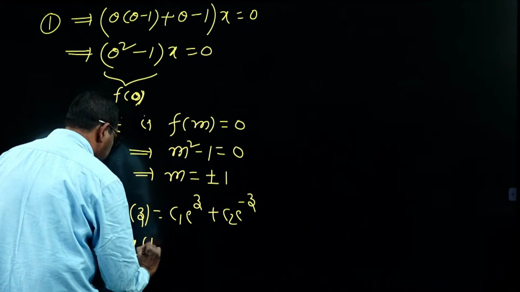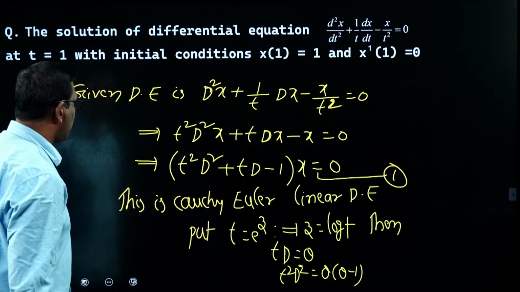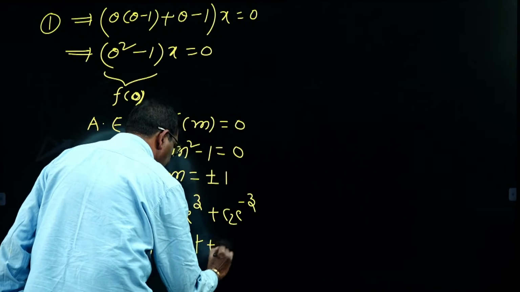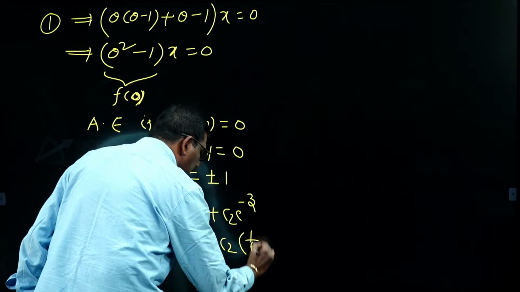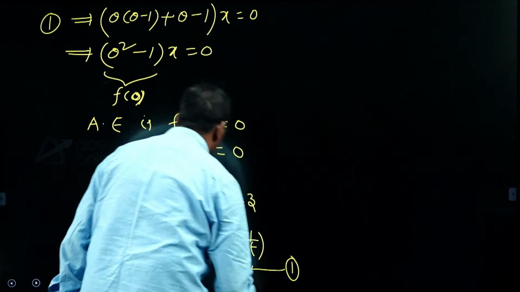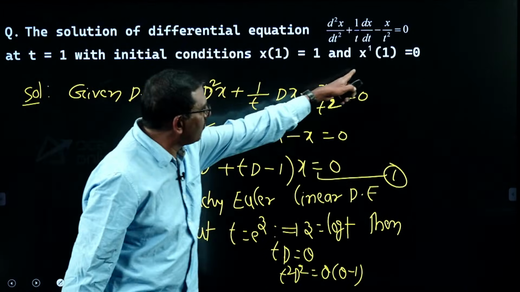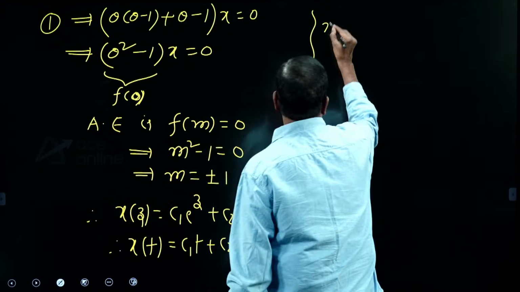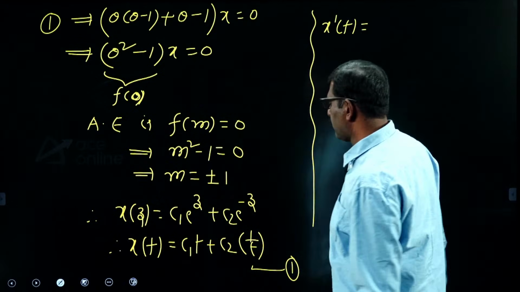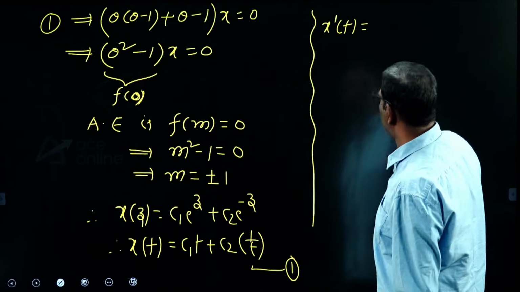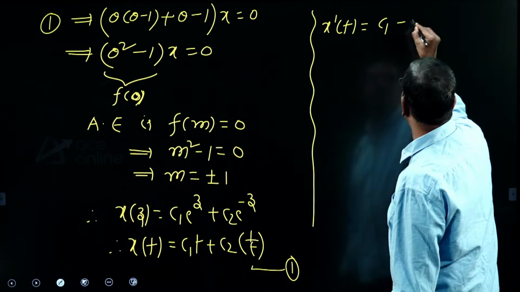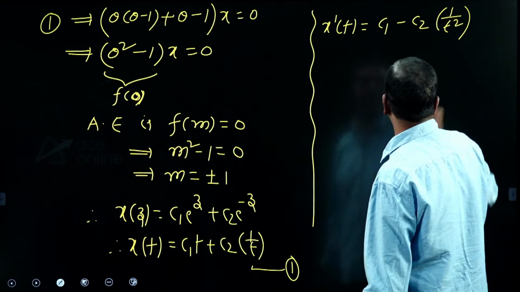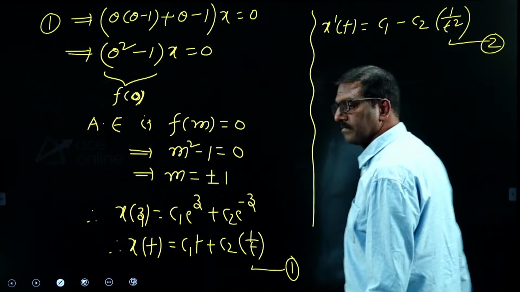Therefore, x is actually a function of t, I have to write. C1, what is e power z? e power z you have assumed as t, or not? So, x is equal to C1t plus C2 into 1 by t, or not? Let it be 1. But conditions are given here. One of the conditions has a derivative also. So, find its derivative too. What is x dash of t? x dash of t is equal to C1 minus C2 into 1 by t square. Derivative of 1 by t is minus 1 by t square, or not? Let it be 2. That's it.